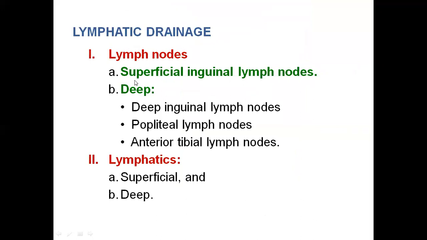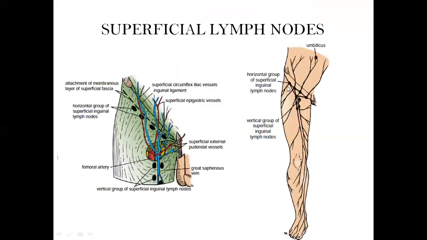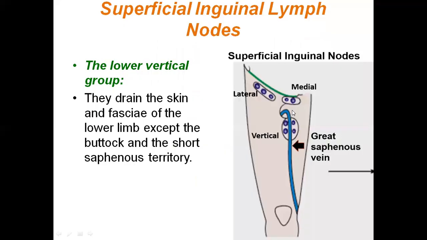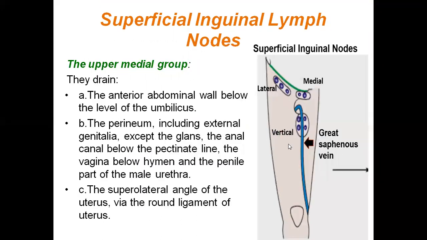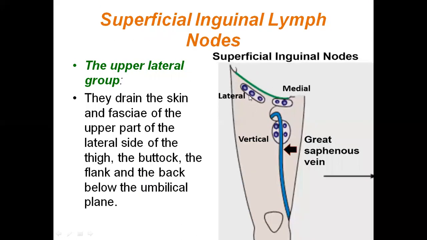So for lymphatic drainage, we have superficial inguinal lymph nodes and deep inguinal lymph nodes, and the lymphatics are arranged into superficial lymphatics and deep lymphatics. The superficial inguinal group of lymph nodes is seen in the inguinal region. This is the lower vertical group. They drain the skin and fascia of the lower limb except the buttock and short saphenous territory. Then the upper lateral group drains the skin and fascia of the upper part of the lateral side of the thigh, buttock, flank, and back below the umbilical plane.